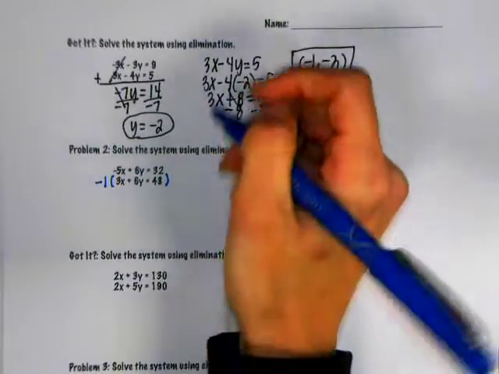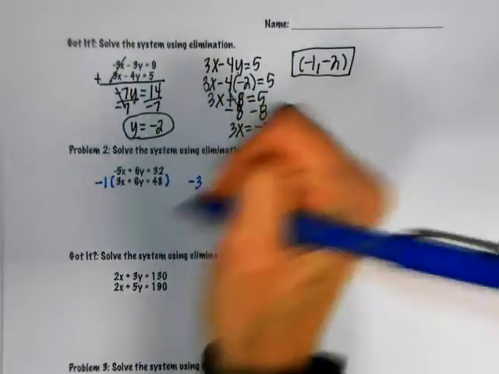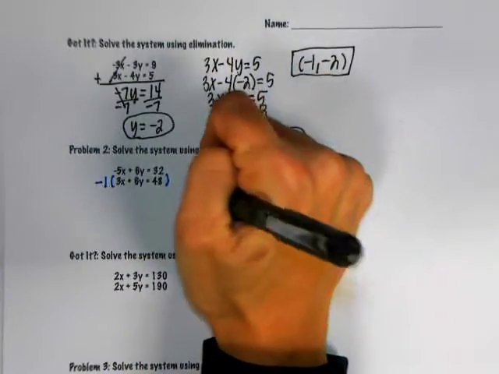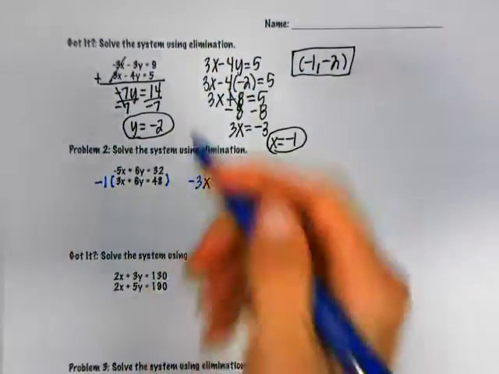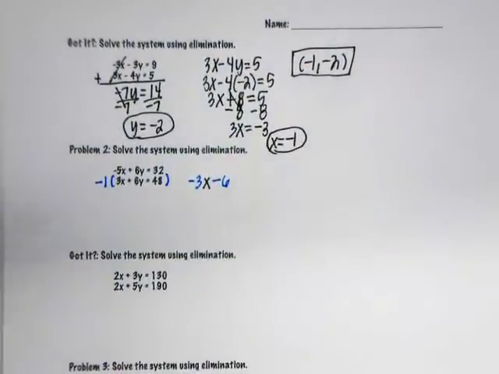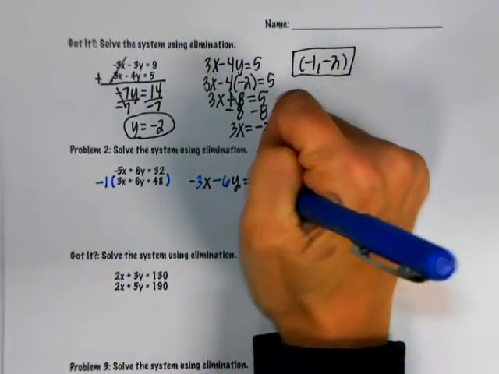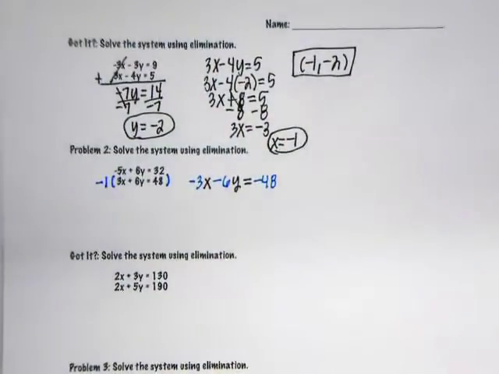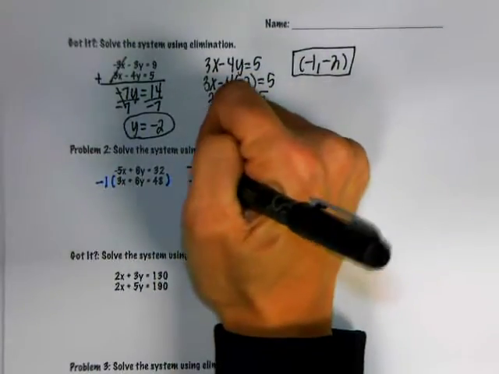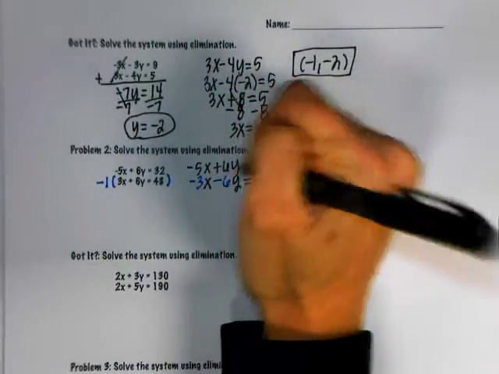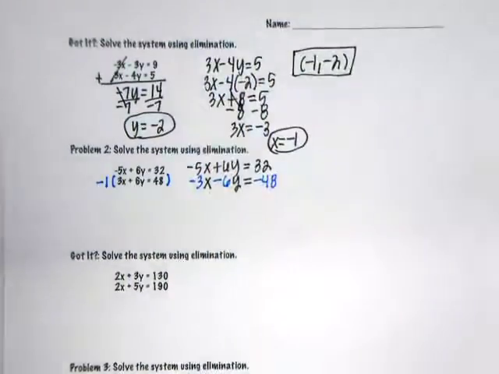So that's going to make negative 3x. And that's going to become a negative 6y. And that's going to become a negative 48. And the top one just stays the same. So now if I add those together, will something cancel out? Yes.